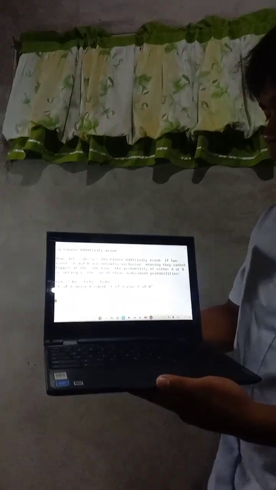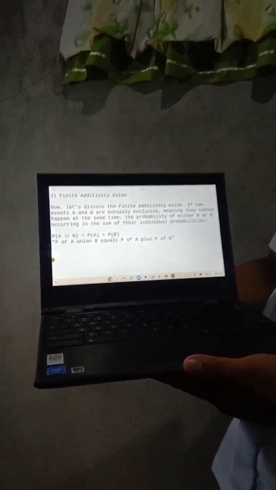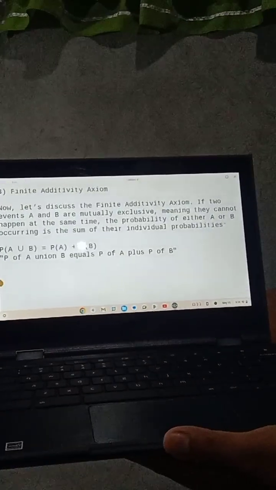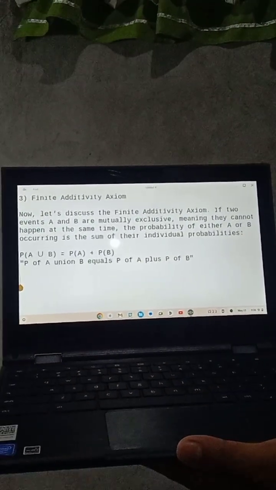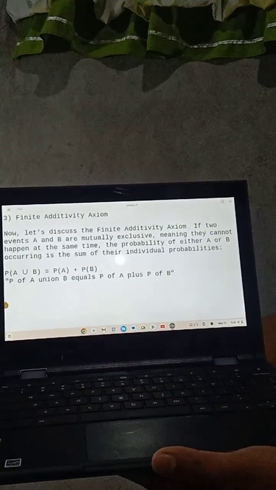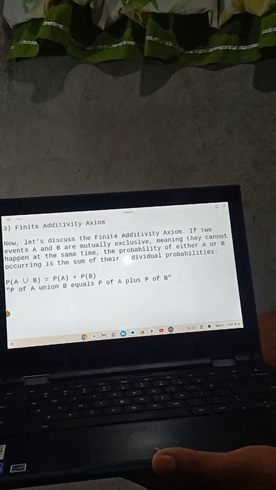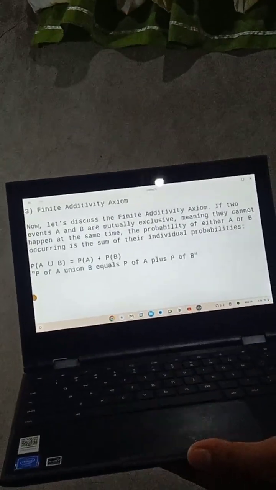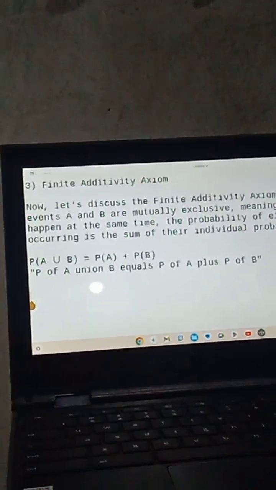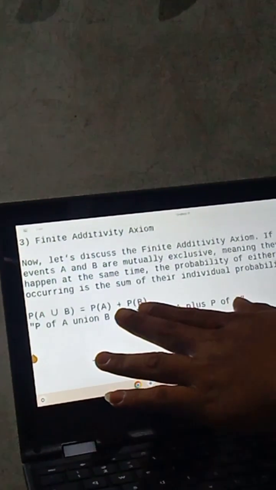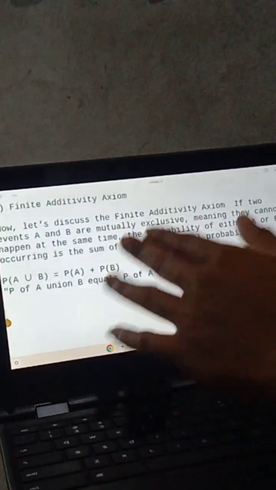Number 3, finite additivity axiom. Now, let's discuss the finite additivity axiom. If two events A and B are mutually exclusive, meaning they cannot happen at the same time, the probability of either A or B occurring is the sum of their individual probabilities. Probability of A union B is equal to probability of A plus probability of B.